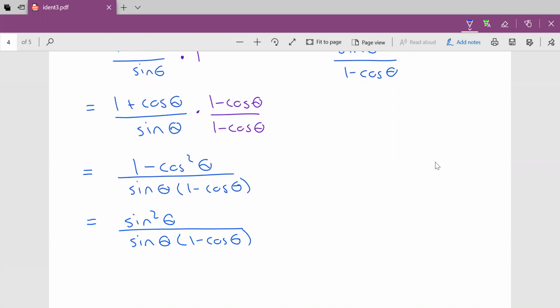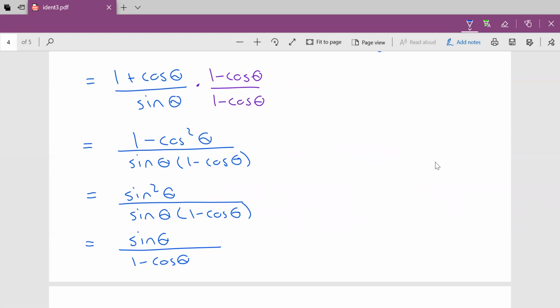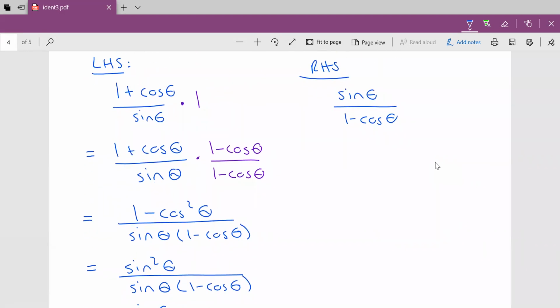That's super sneaky, isn't it? The first time you see it, you're like, oh, I wouldn't have seen that. But now what you're saying is, okay, I've got some experience, I'll see what to do. Now I'm going to divide, not cancel. I'm going to divide, and I get sine theta over 1 minus cos theta. Well, hey, that's the right-hand side. I didn't even have to touch the right-hand side.